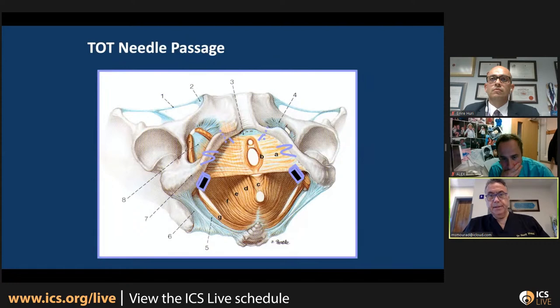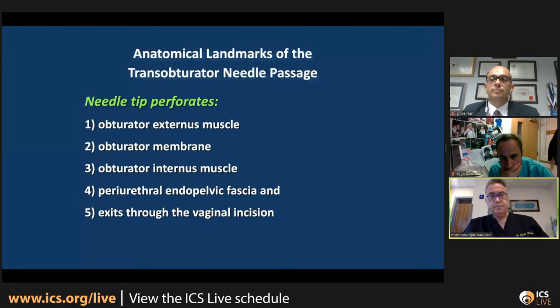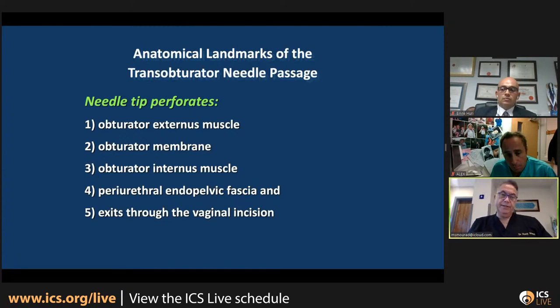This is again showing the same. So the needle tip, when you do it outside-in, will perforate the obturator externus muscle, then the obturator membrane, obturator internus muscle, then the periurethral endopelvic fascia, and exit through the vaginal incision.